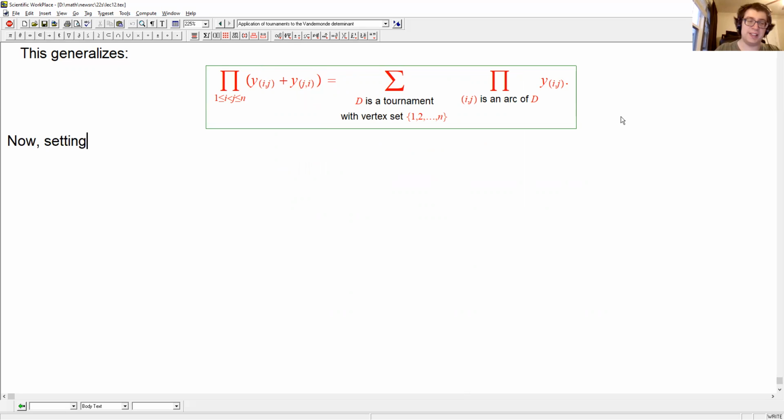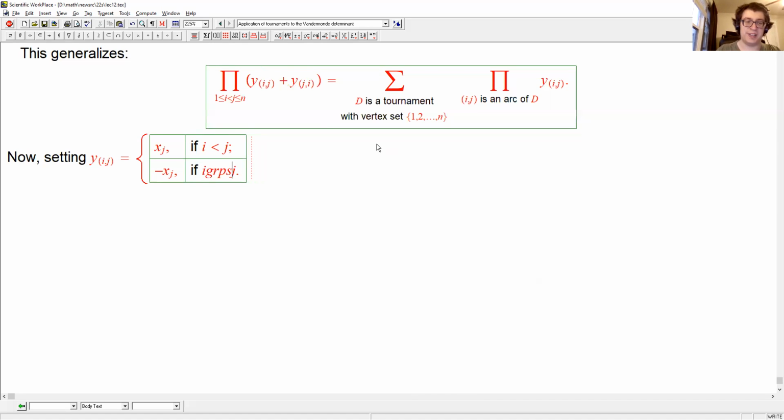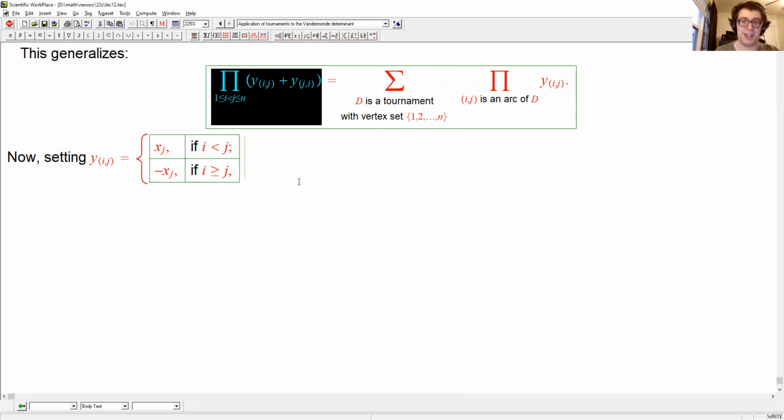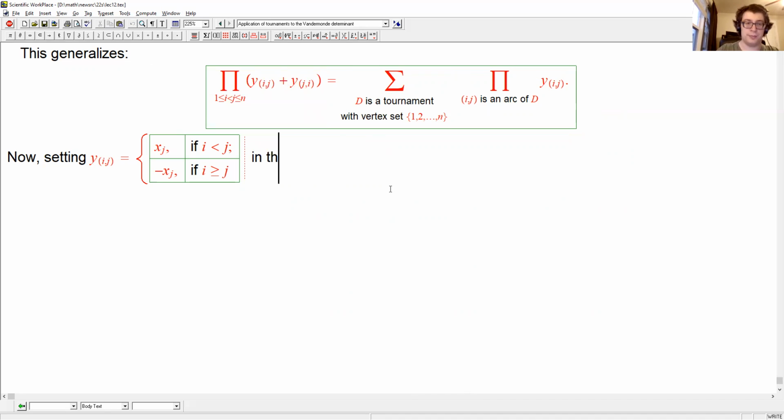Now, setting yij equal to xj for i less than j, and minus xj otherwise. So let me just use a case formulation. So xj and minus xj, let's say greater or equal, doesn't matter. Those arcs never appear anyway. So if we substitute these values of yij into this formula, what do we obtain?